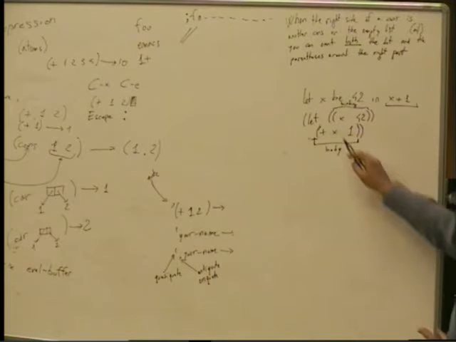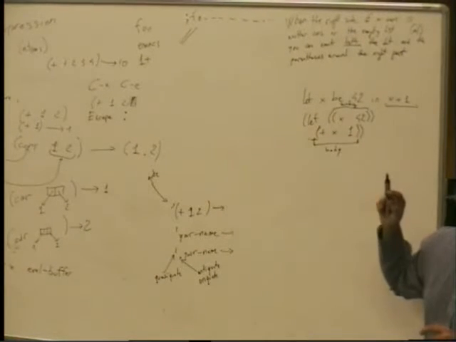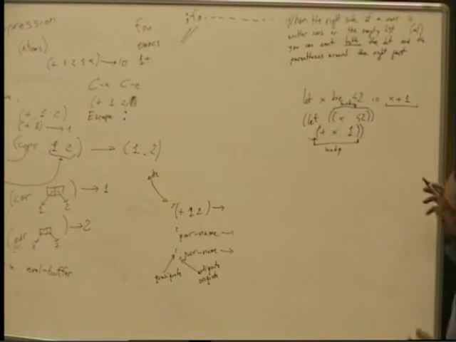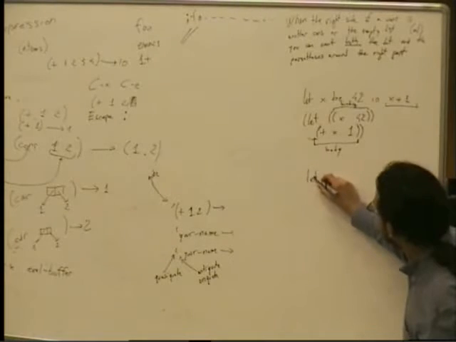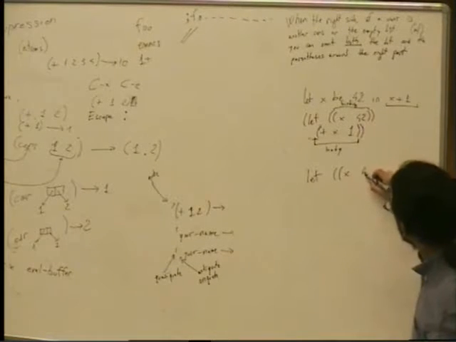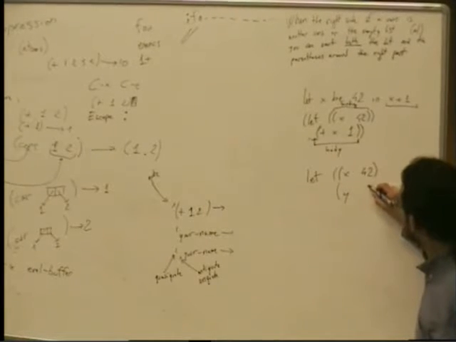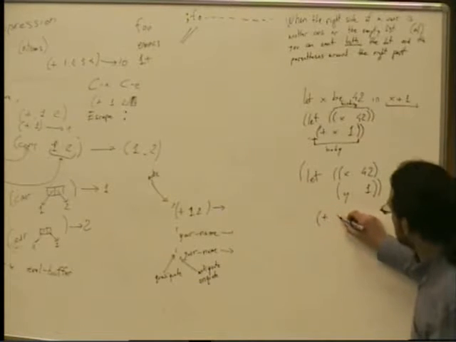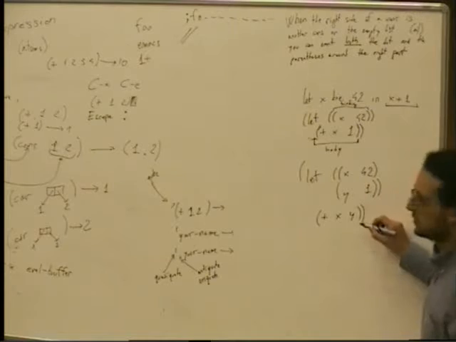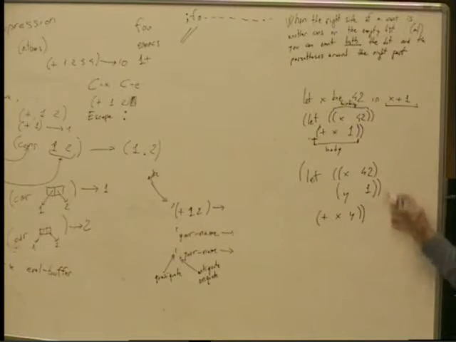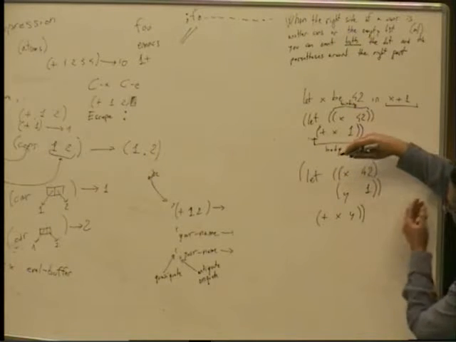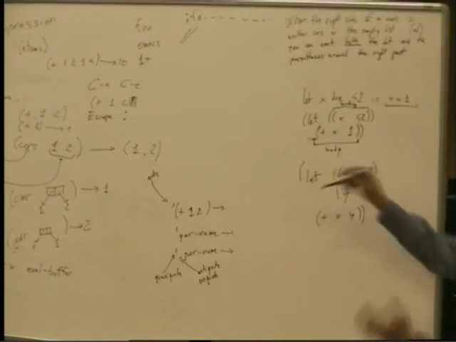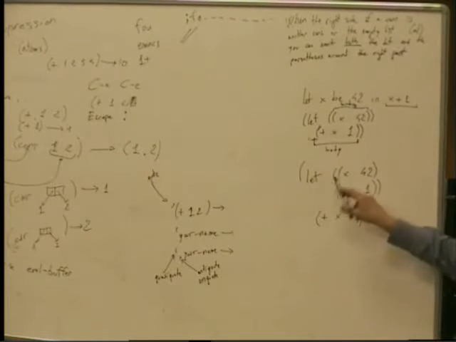Why do we use double parentheses here, not a single pair? Well, there is a good reason, because we could have more than one binding. I could say, for example, let x be 42 and y be 1 in plus x y. In this case, I have bound two local variables, x and y. And this closed parenthesis is used to understand when the list of bindings finishes. Of course, this is a list.